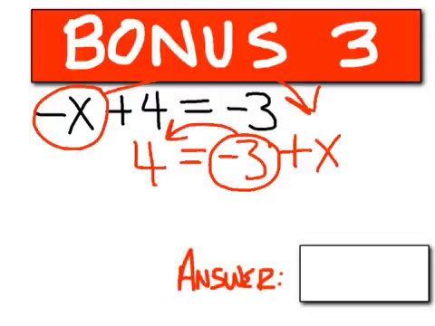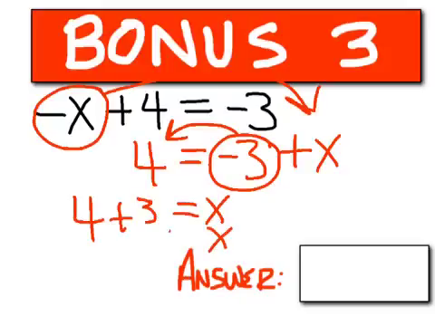So you bring your number over to the other side. That's going to be 4. The negative 3 is going to turn into a positive 3. So our x is going to be equal to 7.